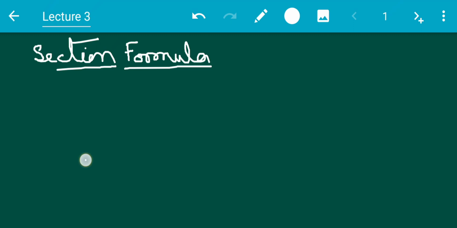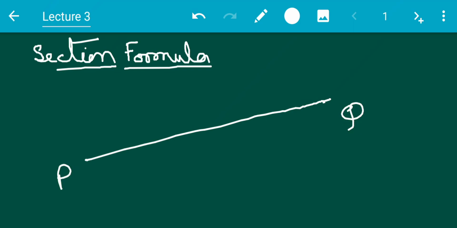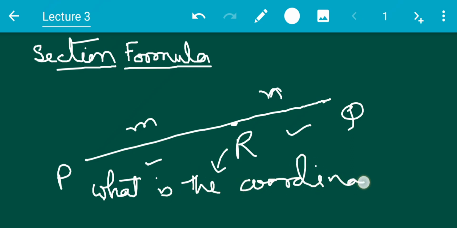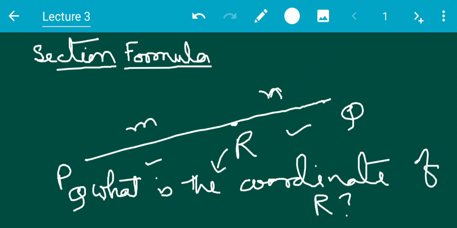The basic idea is, suppose we have 2 points, there is a line joining these 2 points. This is P and this is Q. Let R be any point which divides this line PQ into 2 parts, in the ratio M and N. Then the question is, what is the coordinate of R? This is the question that section formula addresses.